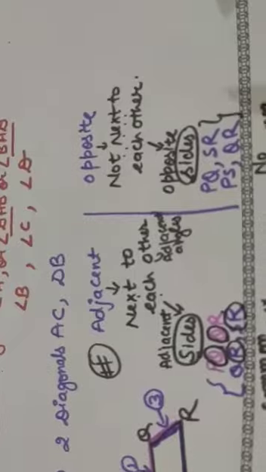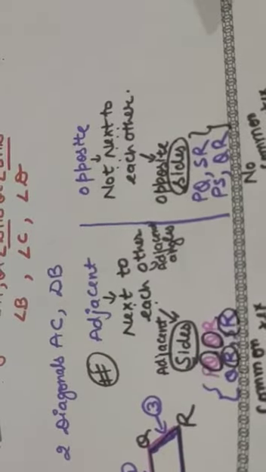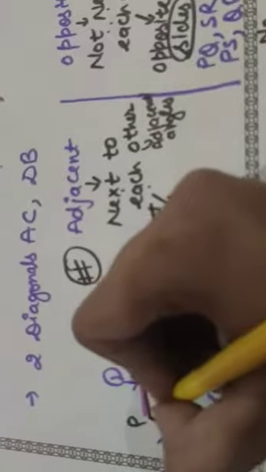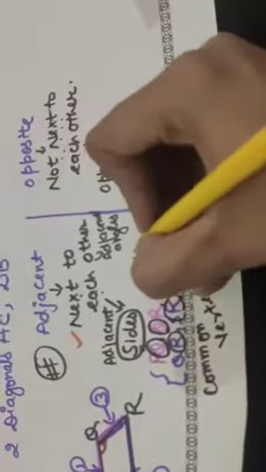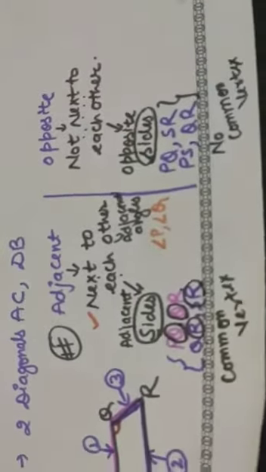See this angle P and this angle Q, they are next to each other, which means they fulfil the definition. So angle P and angle Q are adjacent angles. Similarly, angle S and angle R are next to each other, so they are adjacent angles. Similarly, angle P and angle S are also next to each other, so they are also adjacent angles. In this way we can find pairs of adjacent angles.